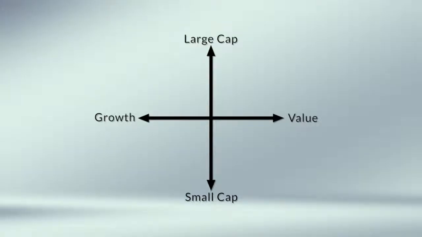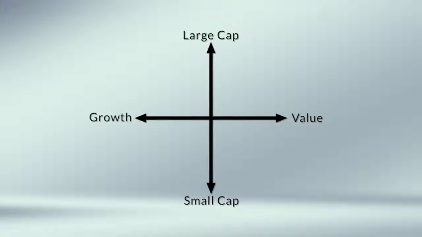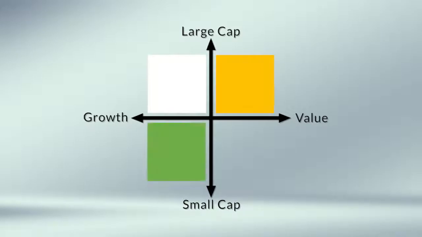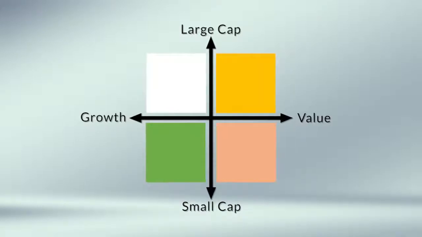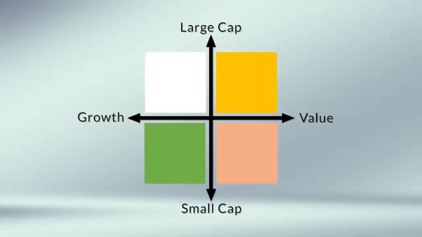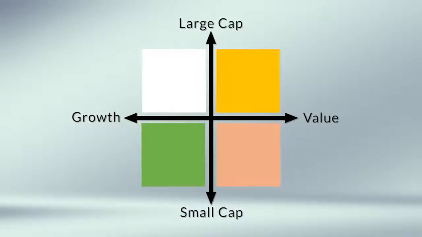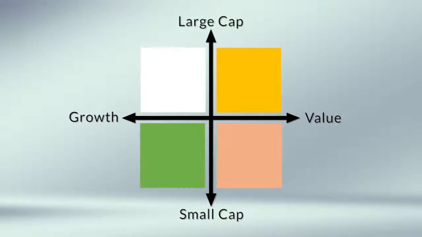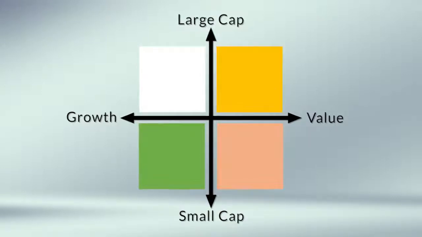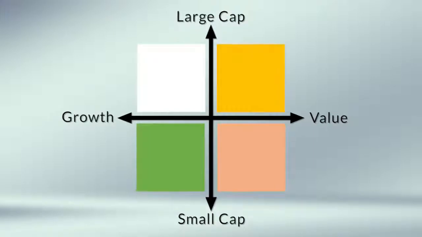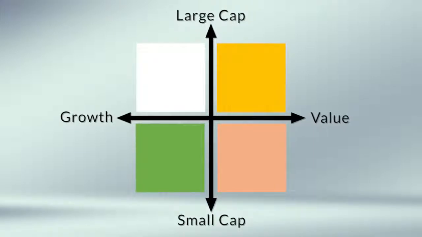So essentially, any company you can think of will generally fall into one of these four boxes. There are large cap growth companies, large cap value companies, small cap growth companies, and small cap value companies, all of which are referred to as asset classes. These same asset classes also exist in international developed markets as well as emerging markets, meaning you can invest in international large caps, international small caps, as well as emerging market large caps and emerging market small caps.